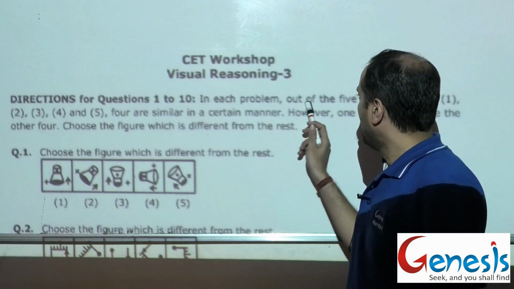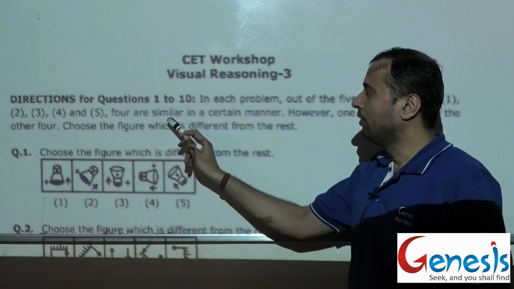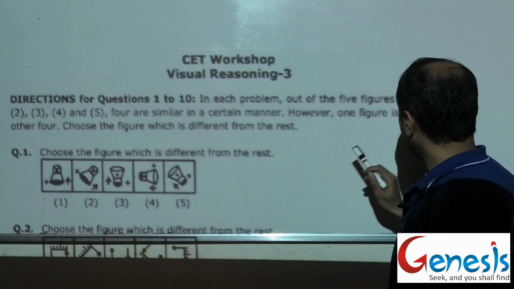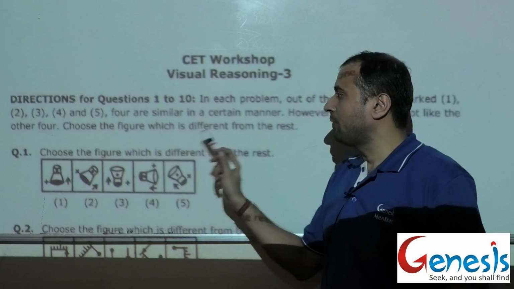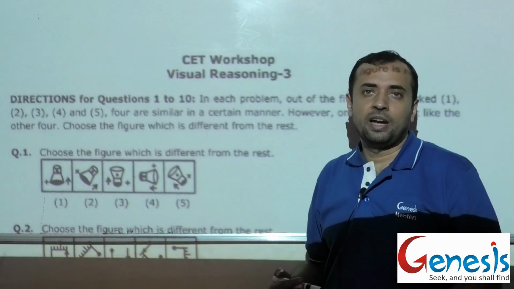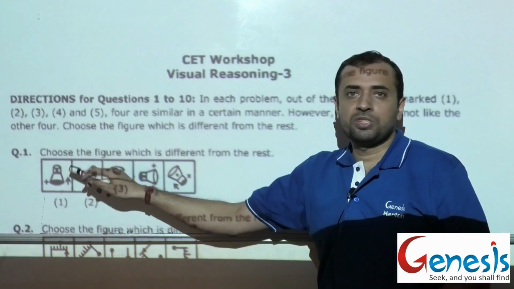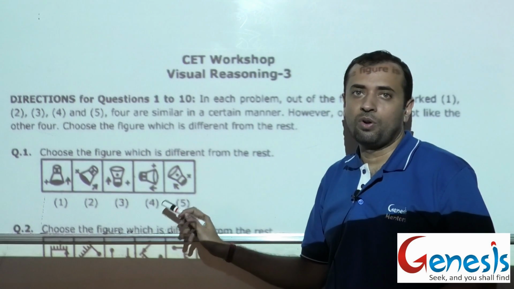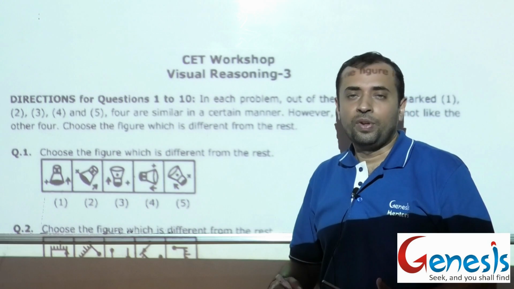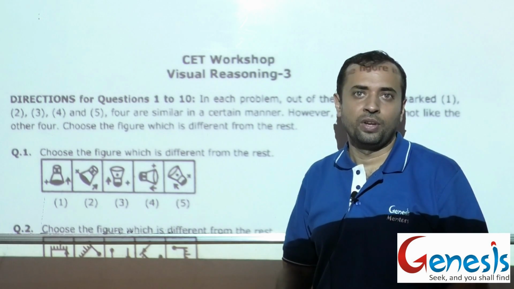In each problem, out of the 5 figures marked 1, 2, 3, 4 and 5, 4 are similar in a certain manner. However, one figure is not like the other 4. Choose the figure which is different from the rest. It means here these directions tell me that I need to find out the odd man out, right? It means every question will consist of 5 figures, and out of 5 figures 4 are going to be similar in some or the other manner, and the 5th one is going to be different, and I need to find out that odd man or the different figure out of all.